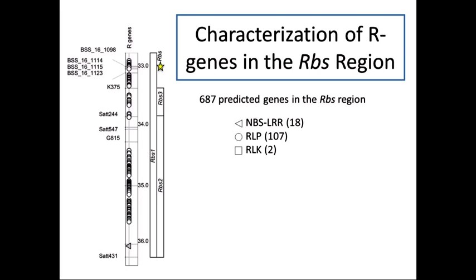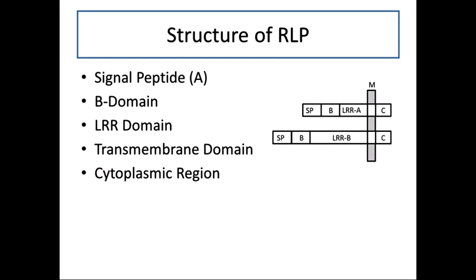2 of these genes are RLKs, receptor-like kinases. They're also way at the top of RBS1. But 107 of these genes are receptor-like proteins. And they're all of the circles that are basically spread in this entire region. So 107. To give you an idea of how many that is, the entire Arabidopsis genome only has 57 RLPs. We have 107 in this small region on 1 chromosome. So RLPs are really important in defense.